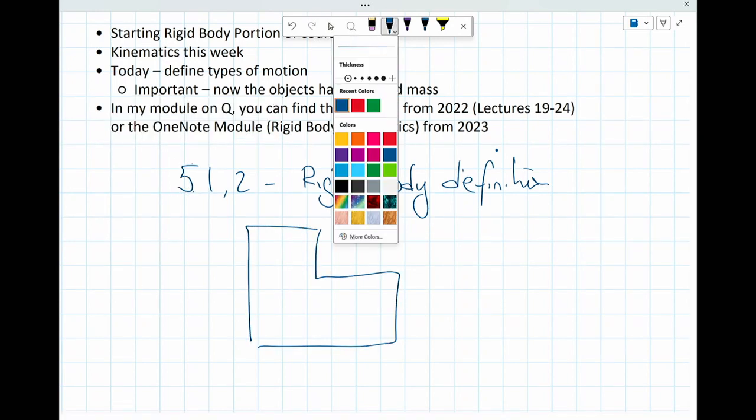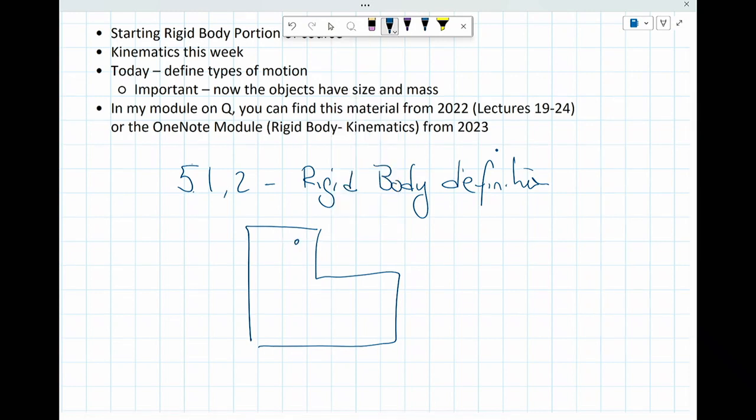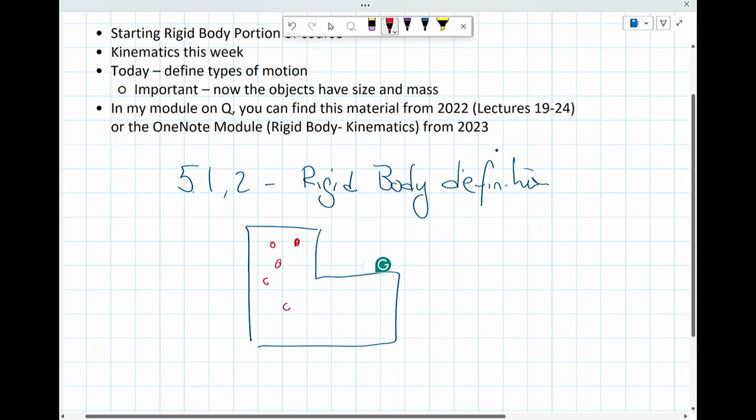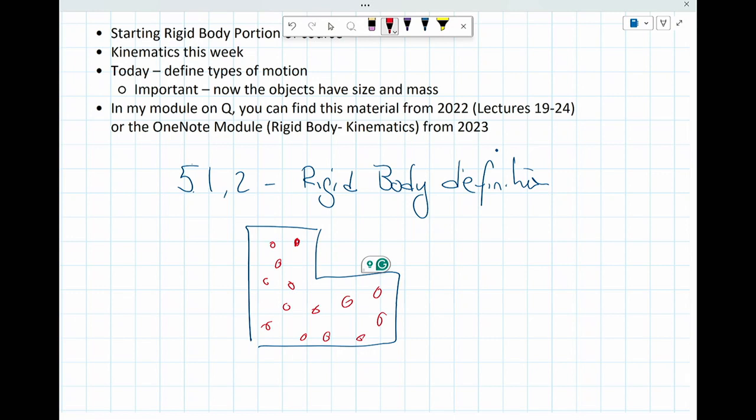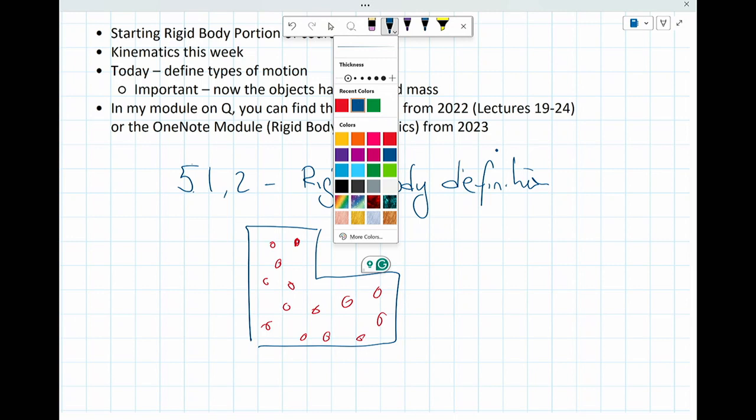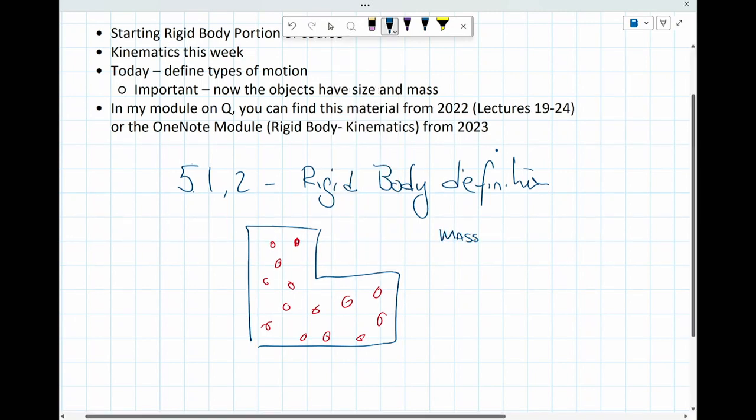So I can define anything I want as a rigid body in the sense that a rigid body is just going to be treated as a mass with a whole bunch of particles. So those little red spots are all particles that make up an entire body. And all it is, is a mass distributed in space.